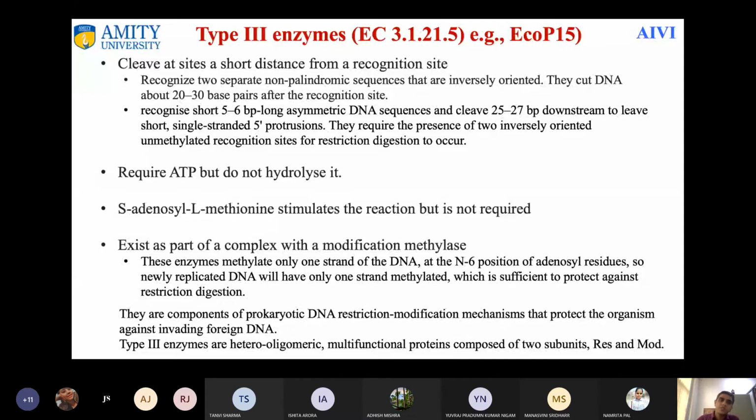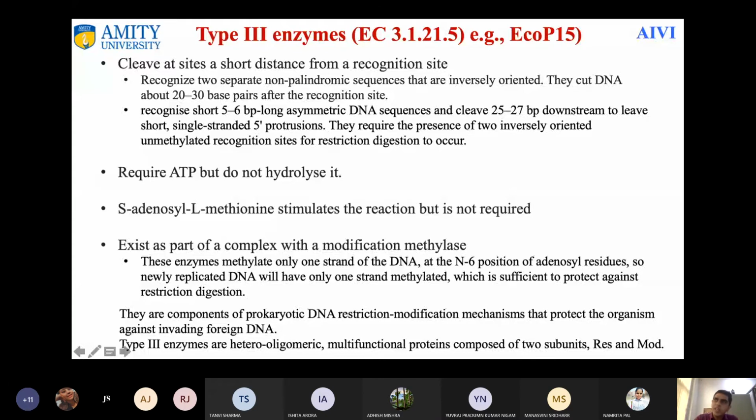Okay, for the restriction site, these are the properties of your recognition site in case of type 3. Then the requirement: as we mentioned in the previous case, they require the divalent ion. Here the requirement of divalent ions is not there. They need ATP, but they do not hydrolyze it. They need SAM, but they can function without SAM also. Those are the things that are a must for the activity of type 3.